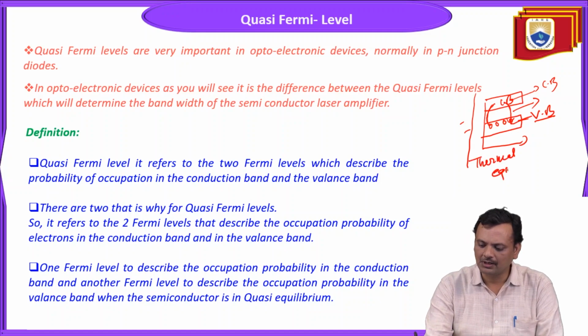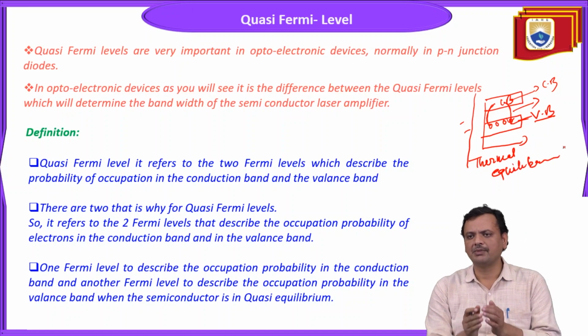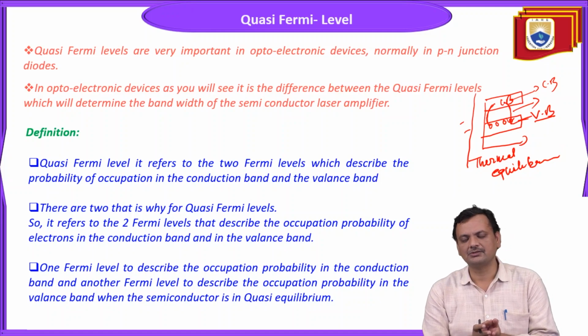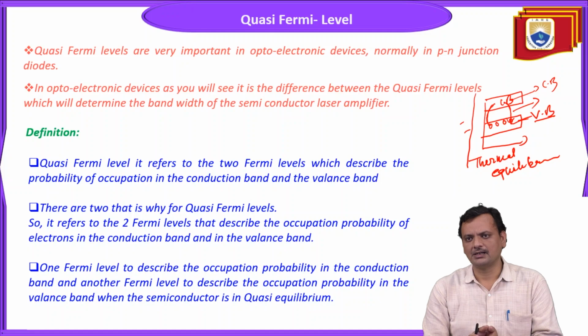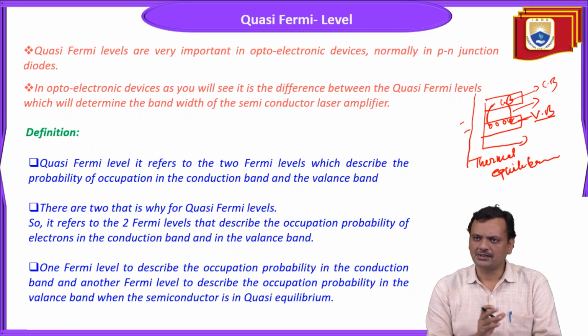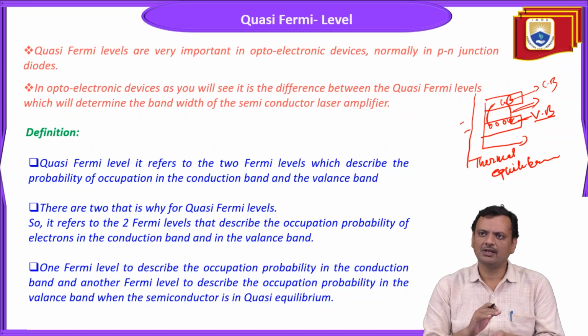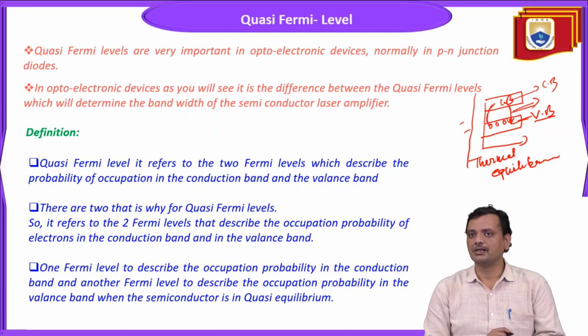Thermal equilibrium means the material has achieved its thermal equilibrium state: whatever density is present in the conduction band will remain the same, and whatever carrier density is present in the valence band will also remain the same at a particular temperature. Remember this: at constant temperature, these carrier densities remain the same in the valence and conduction bands. The rate of upward and downward transition will be constant, only then can the carrier density be maintained. So this is thermal equilibrium.